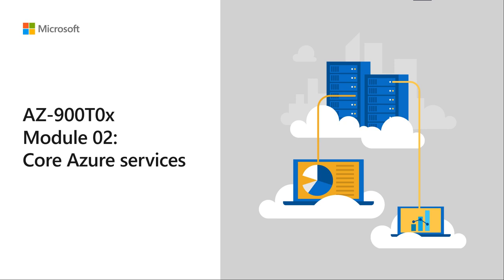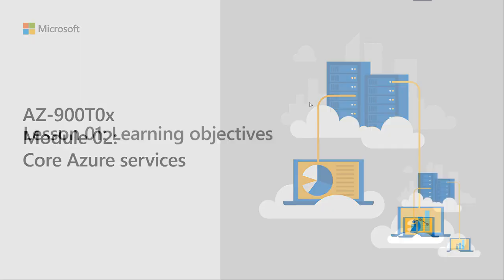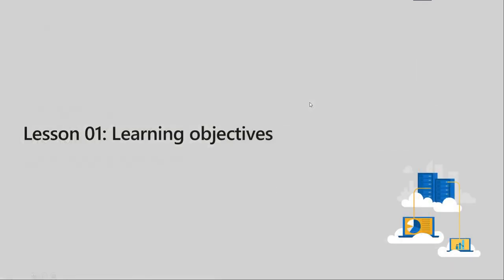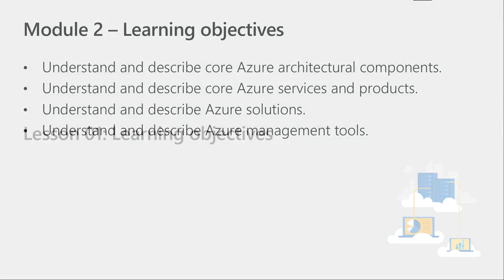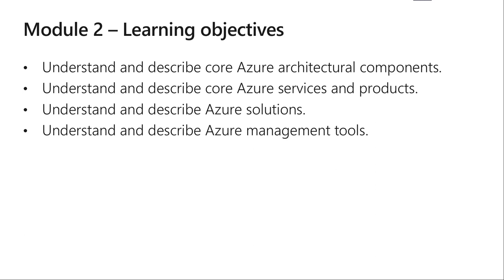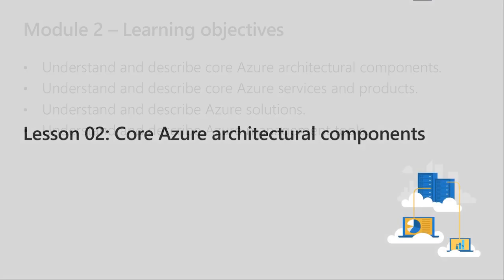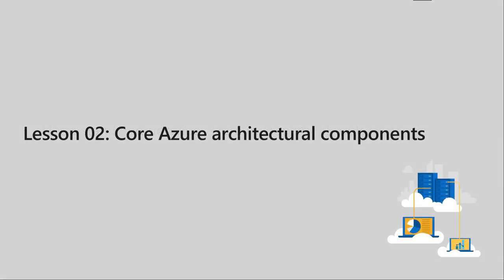So all right, without further ado, let's get started. Lesson one, there are 5 lessons in total, right? So we're going to do lessons 1 and 2 for this one, okay? And we'll be understanding how to describe core Azure architectural components, Azure services and products, Azure solutions, and the Azure management tools. Okay, let's listen.